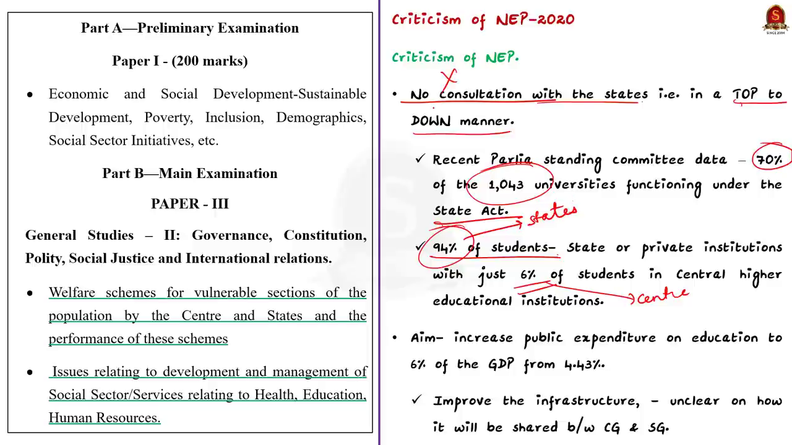Secondly, the National Education Policy aims to increase the public expenditure from 4.43% to 6% of GDP. While it is a good idea to improve the infrastructure of education, we do not know how this increased expenditure will be shared between central and state governments. So this is another concern regarding the National Education Policy.